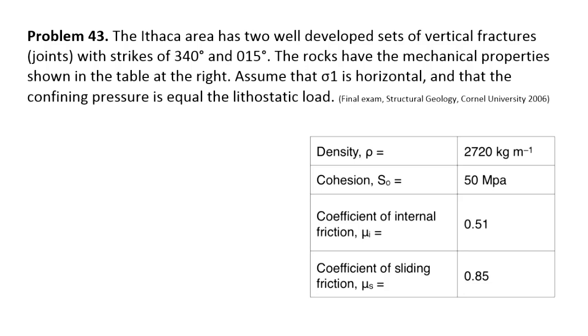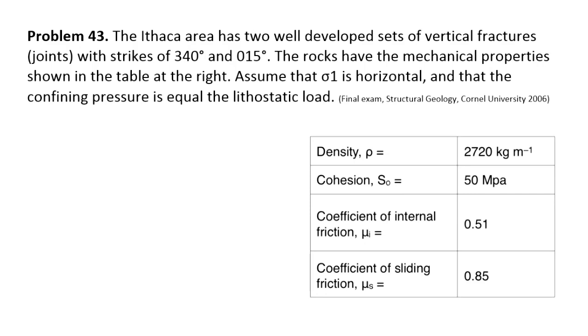You have two sets of fractures developed in the rock with different orientations, and the rock is under stress. It's given that sigma 1 is horizontal, and sigma 3 in that case is going to be vertical. And here it says the confining pressure is equal to lithostatic load. So the confining stress or confining pressure indeed is sigma 3, right?